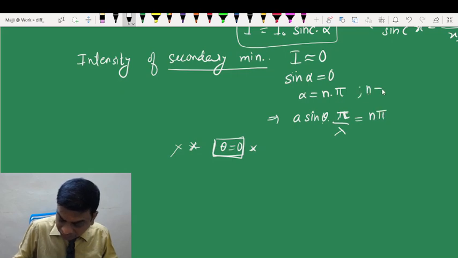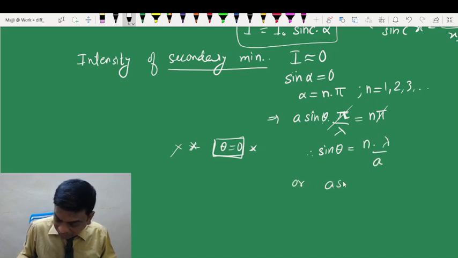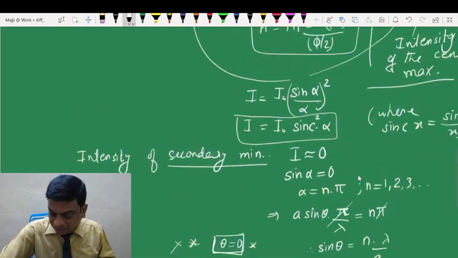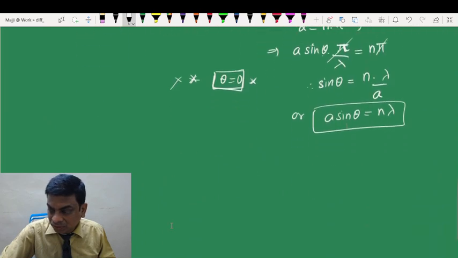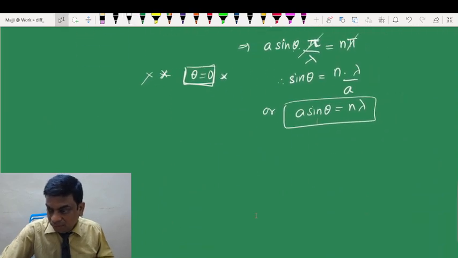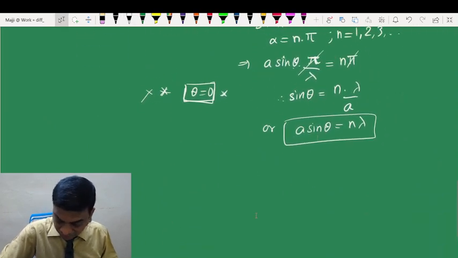Remember, n starts from 1, 2, etc. So pi gets cancelled. We have sine theta as n lambda by a, or a sine theta is equal to n lambda. This was the condition. Remember, a sine theta is n lambda. You can see this in the other videos. So this was the condition.